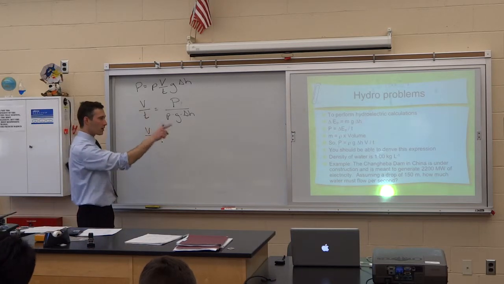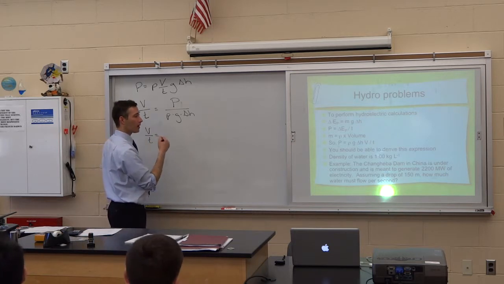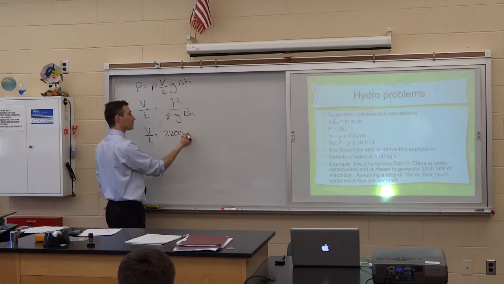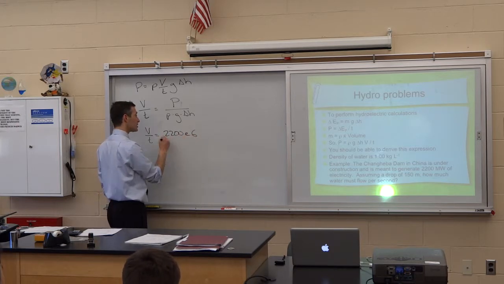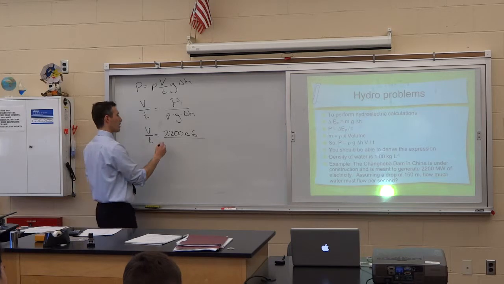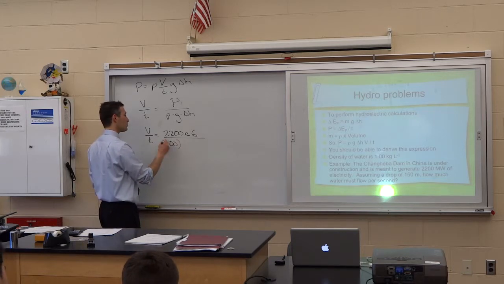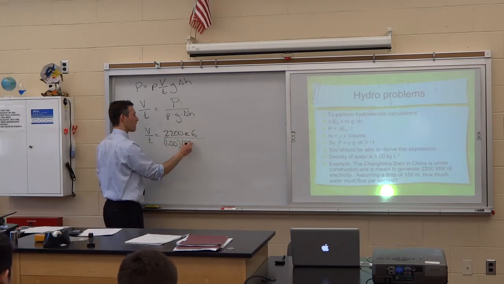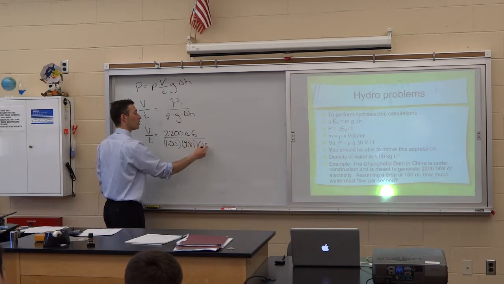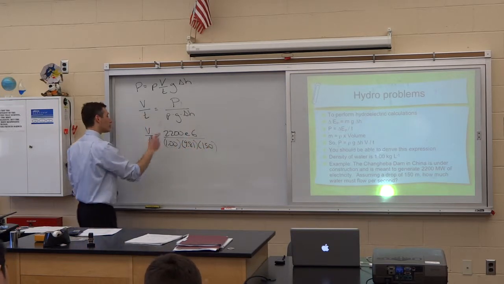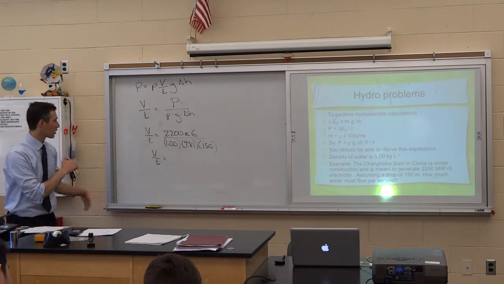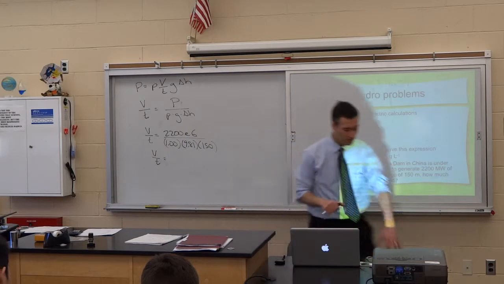Our power, that they're claiming, is 2,200 megawatts. I want to change that into regular watts, so I'm just going to say 2,200 times 10 to the 6th. The density is our 1 kilogram per liter. What's g? Been a little while. 9.81. And then 150 meters was the drop we were going to use. That should give us the number of liters each second that need to be flowing through our penstock and passing our turbine.